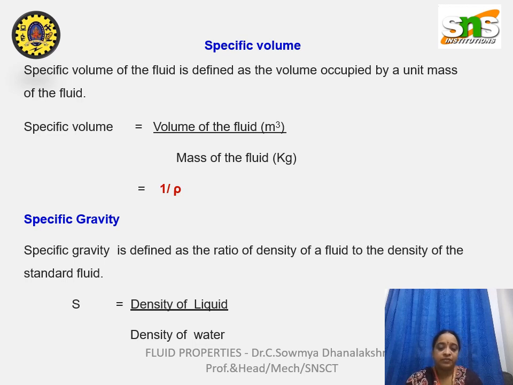Next one is the specific gravity. It is defined as the ratio of the density of the fluid being used when compared with the density of the standard fluid, which we call water. So the specific gravity of any fluid can be calculated by dividing the density of the liquid whose specific gravity is to be determined by the density of the standard fluid, water. Usually specific gravity is denoted as S.